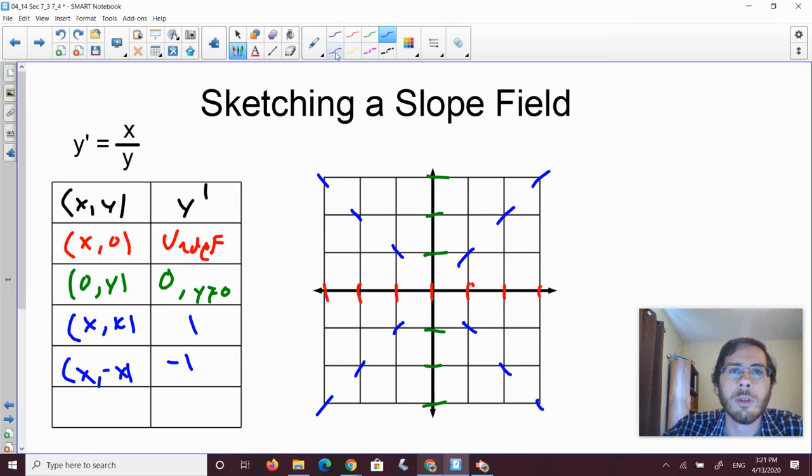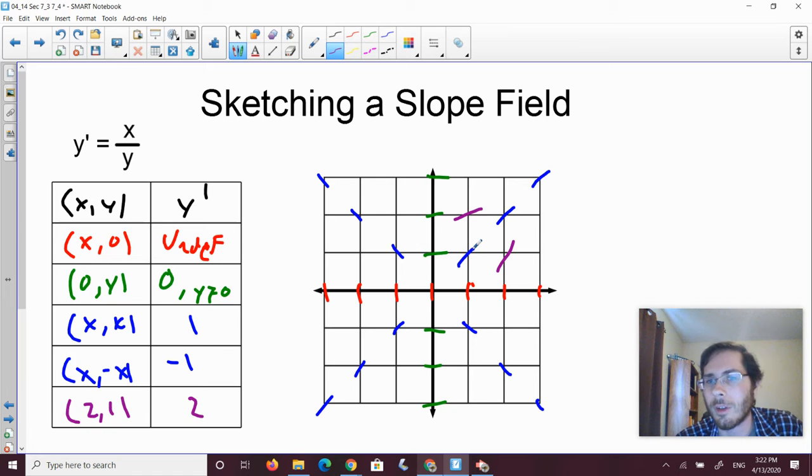As always, you're more than welcome to just pick 2 points. We'll pick 2, 1 in this case. 2 divided by 1 is 2. So 2, 1 should have a slope of 2. If you're astute, you'll see this will be a slope of 1/2 then. And again, you can fill out the entire slope field. You'll get some nice images. It'll give you a nice idea of what's going on.